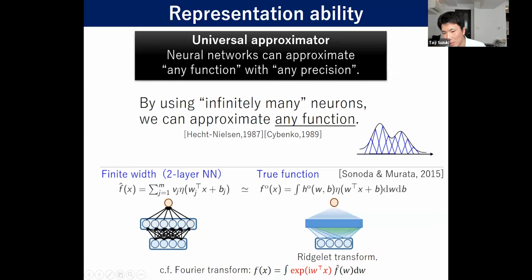Instead of exponential i omega transpose x, we use the output from each neuron. Then we take its superposition like this. So this is very much similar to the Fourier transform. Therefore, we can say that the two-layer neural network is a variant of a Fourier transform. The practical finite width neural network can be seen as a discretization of this integral. So this is one intuition of a two-layer neural network.